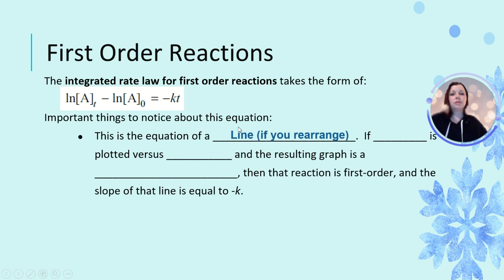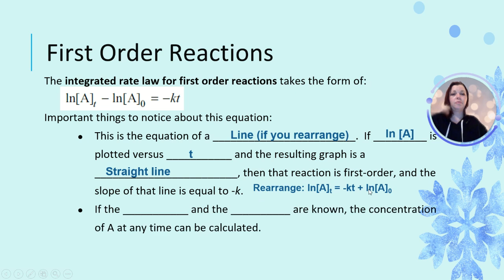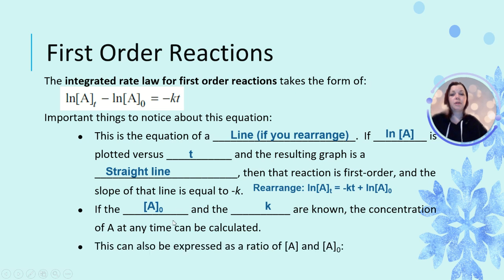Important things to notice: this is the equation of a line if you rearrange it, where the natural log of A is plotted versus time, and the resulting graph is a straight line. Then that reaction is first order, and the slope of that line is equal to negative k again. So if we rearrange, again you get the equation for a line. If you know the concentration of A at time naught and the rate constant, then you can calculate the concentration of A at any time, but you'll have to take the natural log of the concentration of A at time naught.